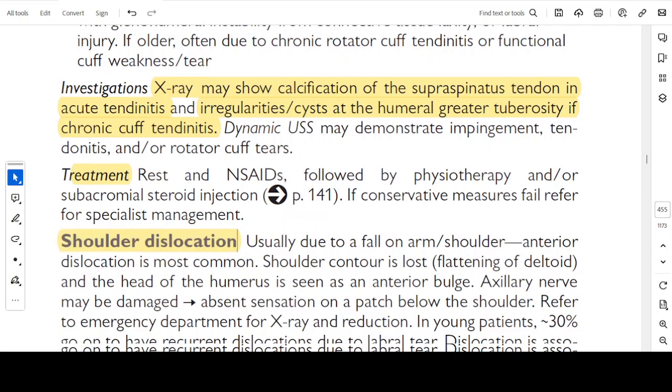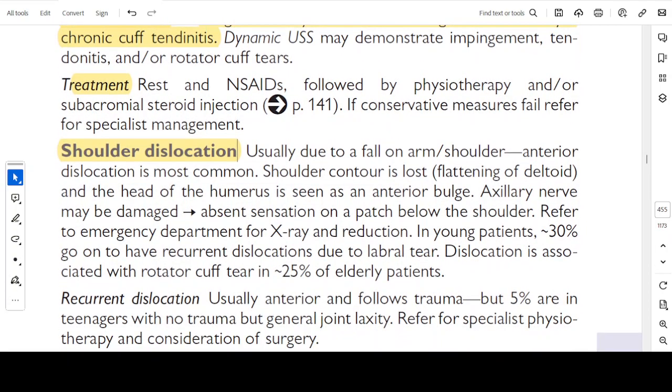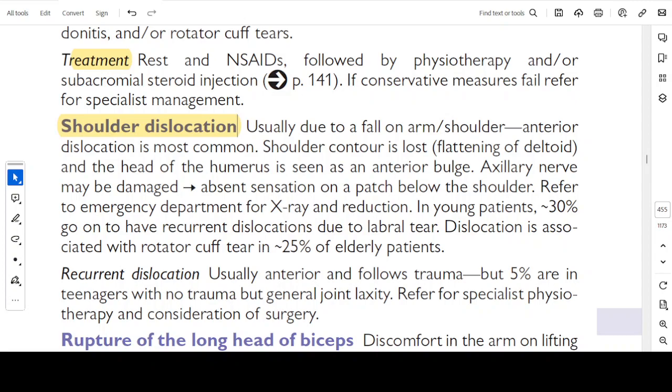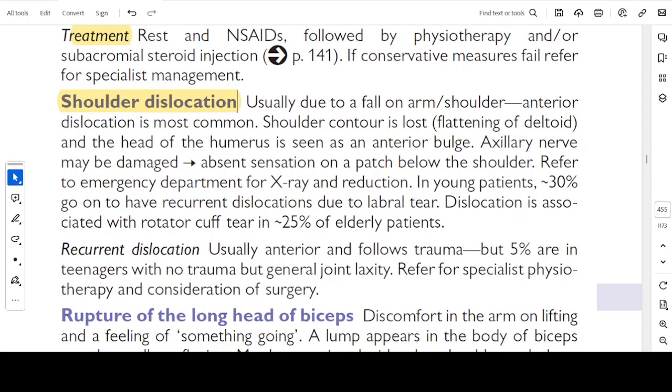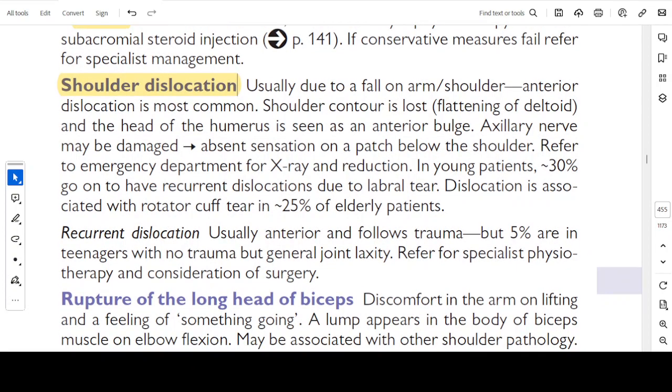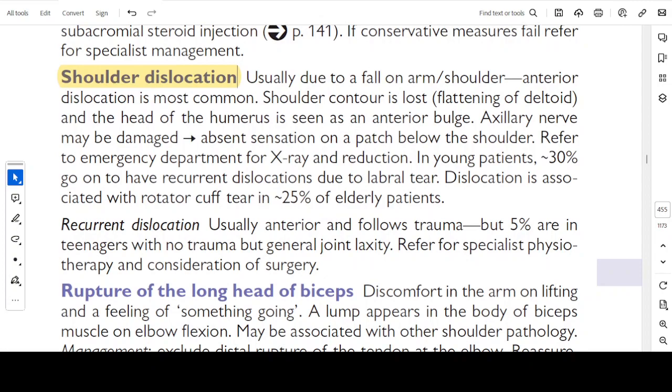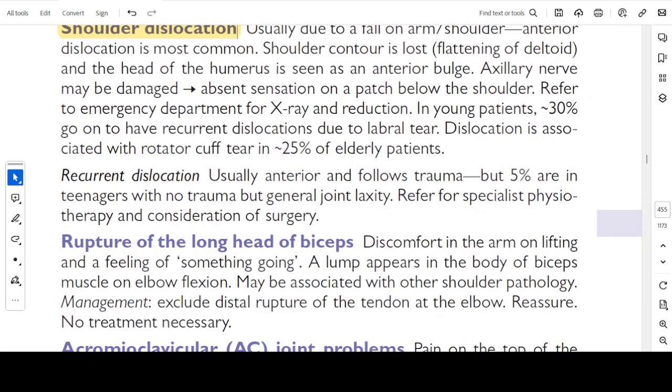Shoulder dislocation. Usually due to a fall on the arm or shoulder, anterior dislocation is most common. Shoulder contour is lost, with flattening of the deltoid, and the head of the humerus is seen as an anterior bulge. Axillary nerve may be damaged, with absent sensation on a patch below the shoulder. Refer to emergency department for X-ray and reduction. In young patients, more than 30% go on to have recurrent dislocations due to labral tear. Dislocation is associated with rotator cuff tear in 25% of elderly people.